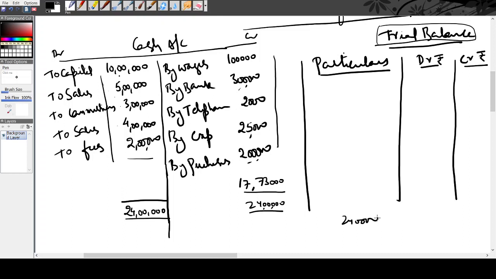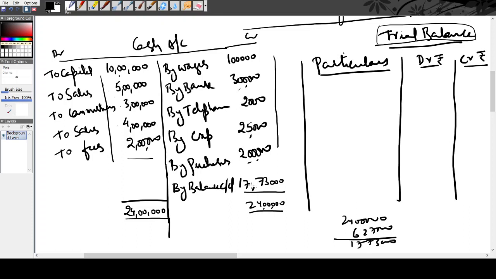So if you want, I'll write it here. 24 lakh is the total of the debit side. Credit side total was 6 lakh 27,000. So the difference will be 17 lakh 73,000. Okay. Now I have put the difference between the higher side and the lower side on the lower side. So if I write this amount on the lower side, both the sides will balance. I will write here by balance carried down.